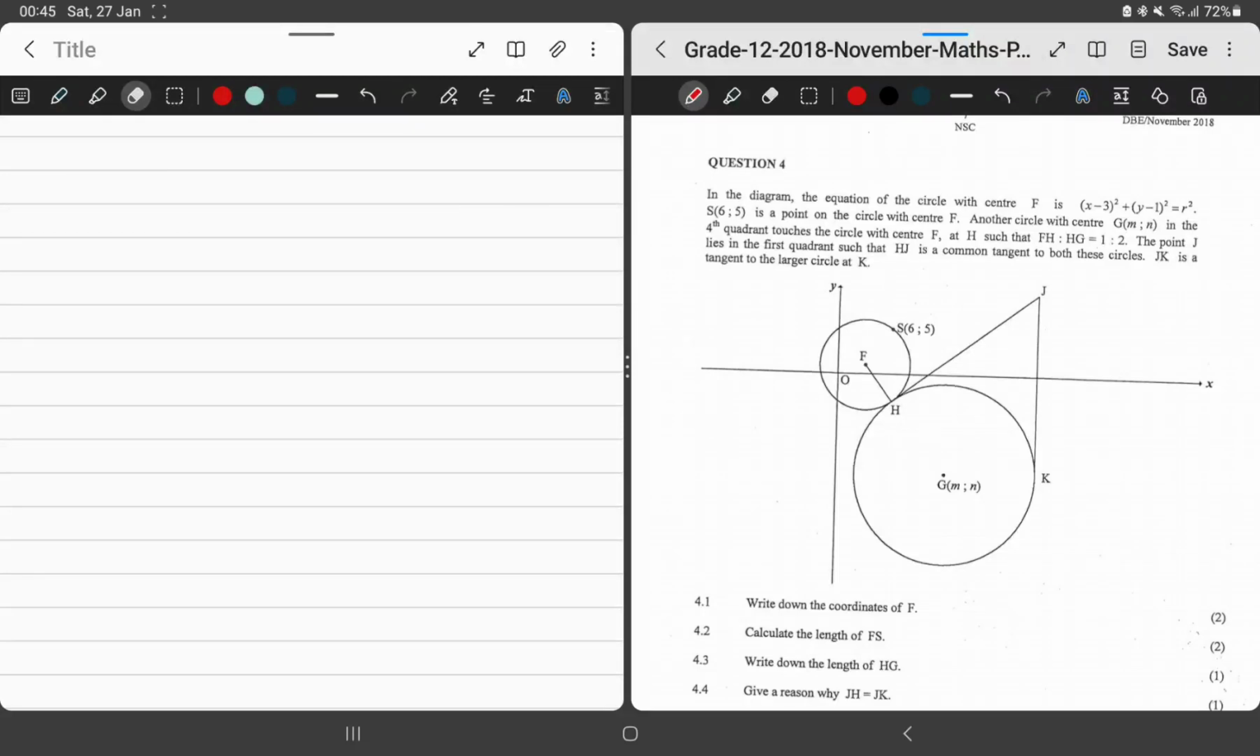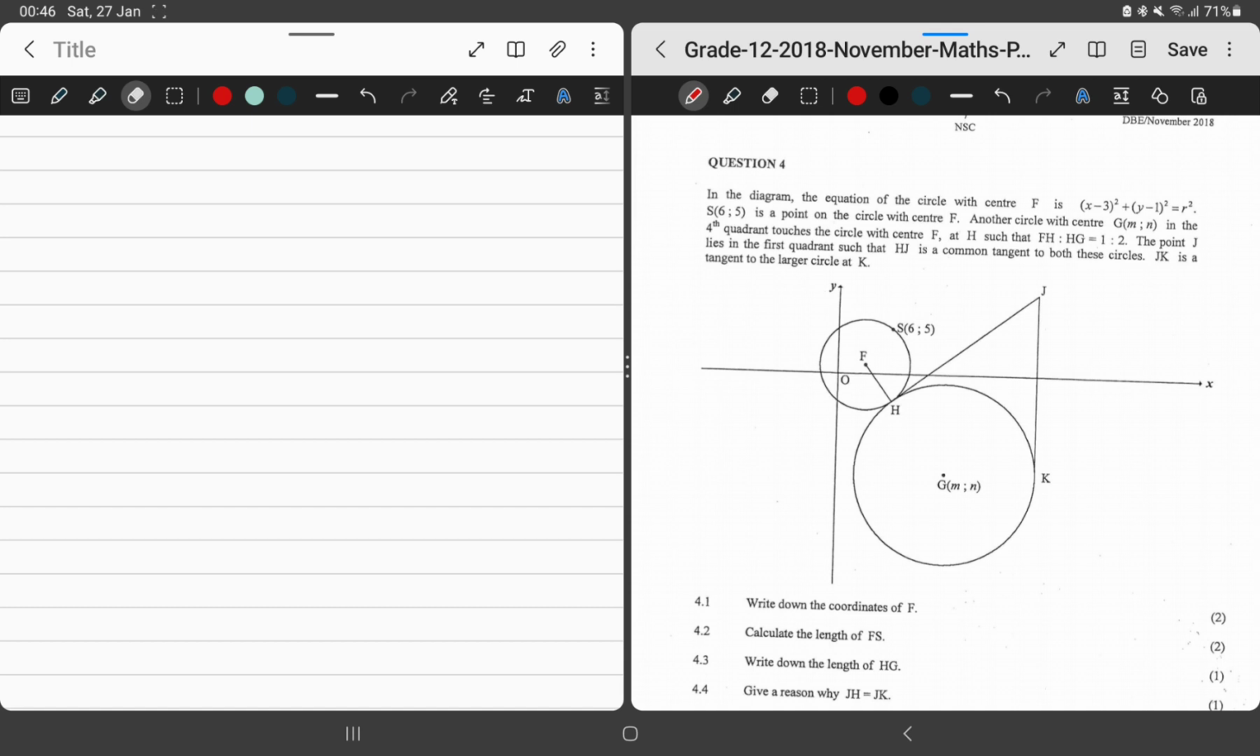Question from the November 2018 Grade 12 paper. In the diagram below, the equation of the circle with center F is given. S is a point on the circle with center F. Another circle with center G has coordinates in the fourth quadrant and touches the circle with center F at H, such that FH to HG is 1 to 2.